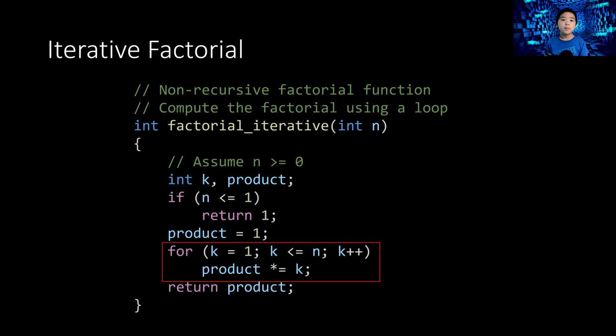Now let's see how to implement this function iteratively. Instead of calling the same function again, we use a for loop. The recursive and iterative functions are both equivalent, so they will return the same value.